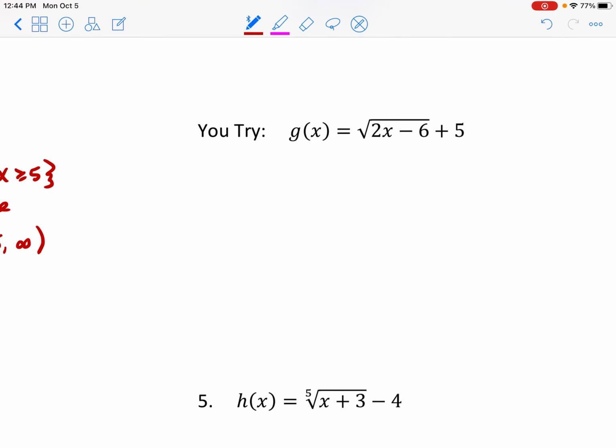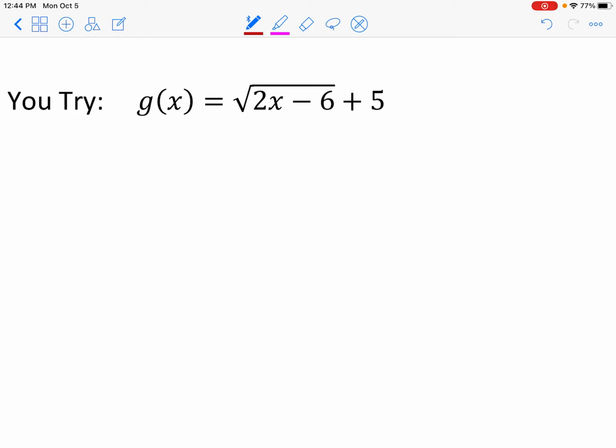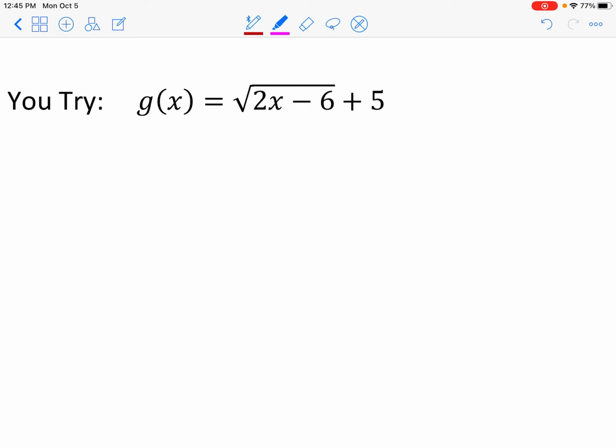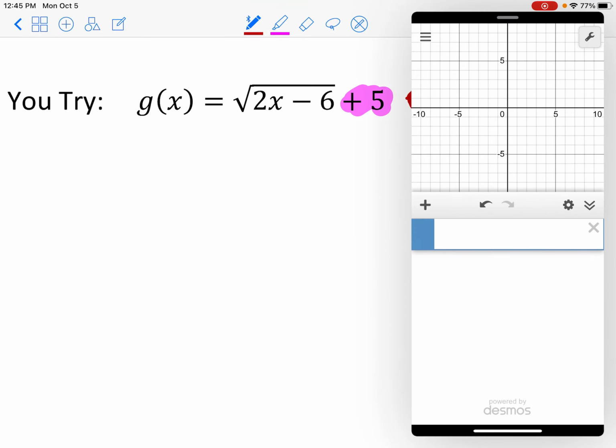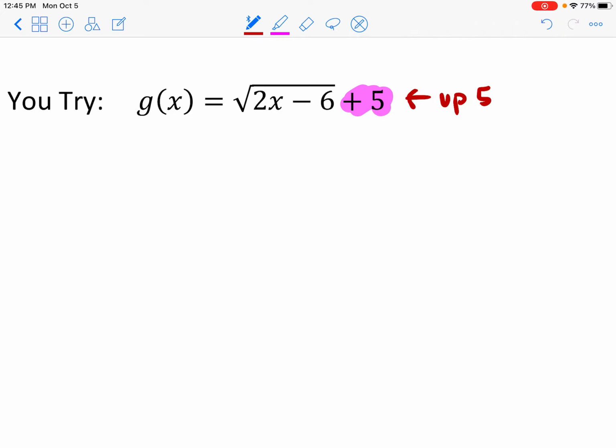Here's one for you to try. Again, this graph has a plus 5 at the end. What is the effect of the plus 5 at the end? Well, that's going to shift the graph up 5 units. If I take my square root of x and shift it up 5 units, is that going to affect the domain? Nope, it still starts at an x value of 0 and goes right forever. So again, we can ignore that plus 5. It doesn't affect the domain.